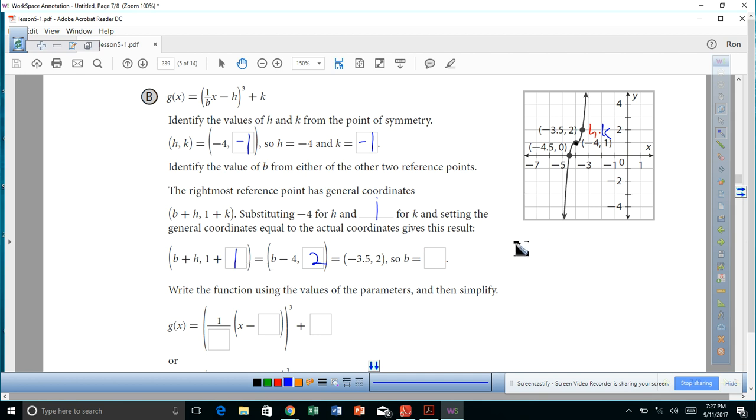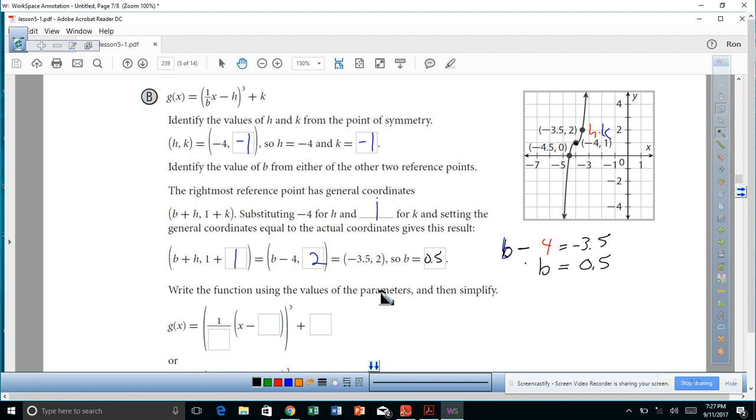So then you've got b plus h, and h is -4, and that is supposed to equal -3.5, right? So this is really b minus 4. So we add 4 to both sides, and b equals 0.5. We'll put 0.5. All right, started out with a decimal, ended with a decimal. So here we go, 0.5.